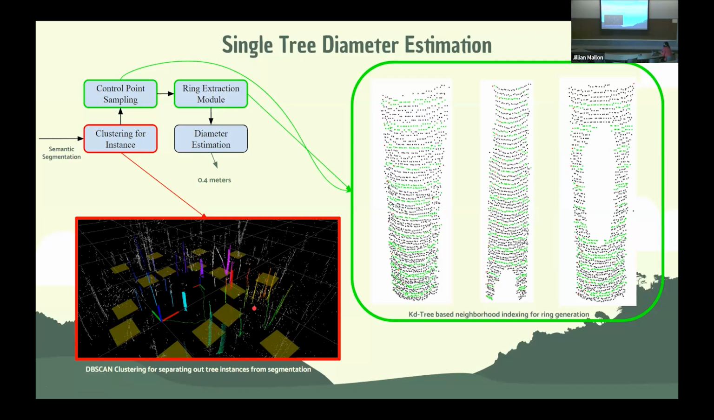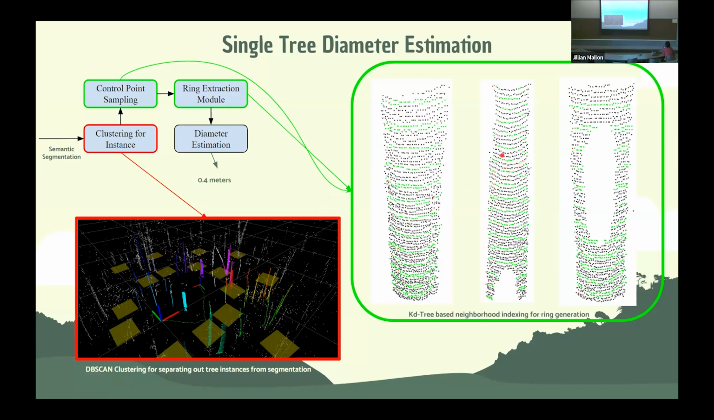Then this is pushed into a control point sampling module. This is just a fancy name for basically discretizing the entire height of the tree instance and sampling control points. If you really squint, you can see the control points all over the place in red over here.